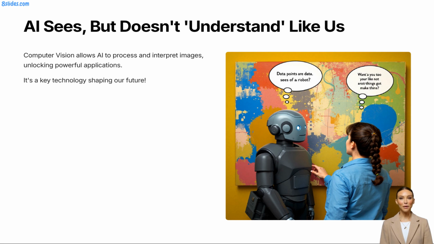Have you ever stopped to think about how your phone recognizes your face, or how a self-driving car knows when to brake? These amazing feats are powered by a type of artificial intelligence called computer vision. But how exactly does AI see and interpret the world around us?